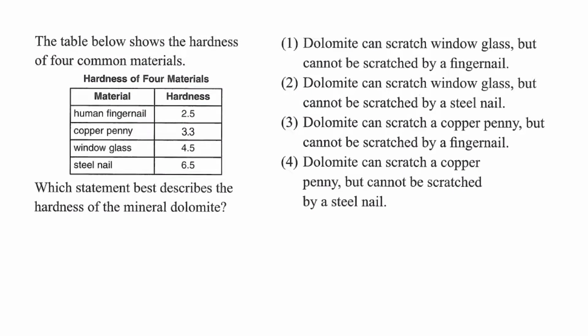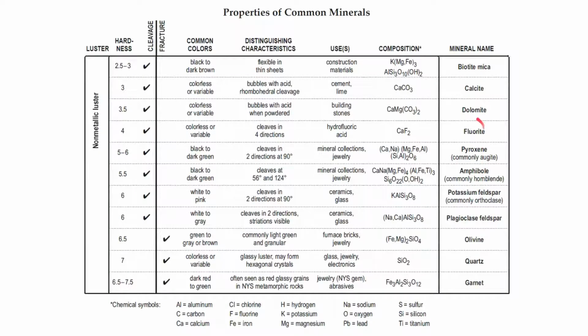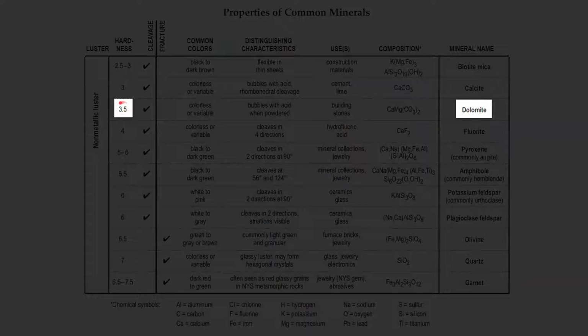Here's another hardness question. Which statement best describes? This is a little bit of a different type of question. This particular question is asking which one of these 4 statements on the right is true, or kind of is the most true. That's what we're looking for, and we know the hardness of the mineral dolomite. We take a look at dolomite, we go across the table, and we see its hardness is 3.5.